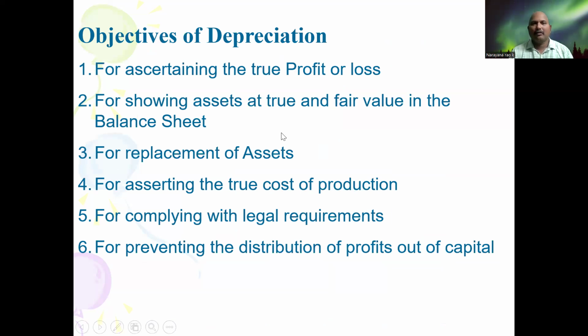Next, why are we calculating the depreciation? What are the objectives for calculating the depreciation? First of all, for ascertaining the true profit and loss. Already in the introduction part, we explained that without calculating the depreciation, whatever profit you are showing in the profit and loss account is not an accurate profit.